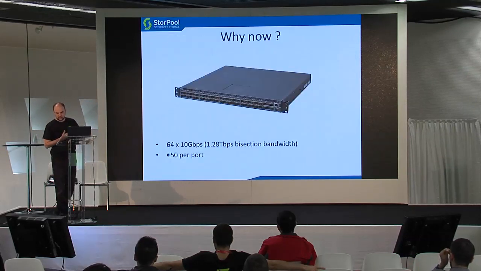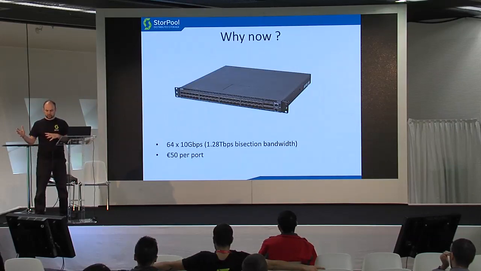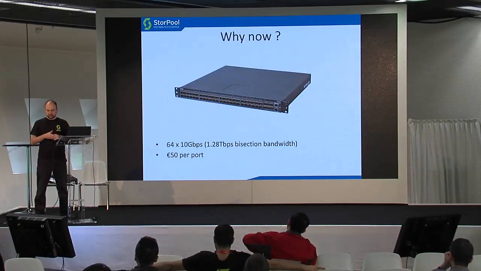So why is now the best time for switching your storage approach? Well, there are a few market trends. One of them is that the cost of interconnect has dropped so much. You can now get a 64-port 10 gigabit Ethernet switch for about $4,000, which is about €50, $65 per port.